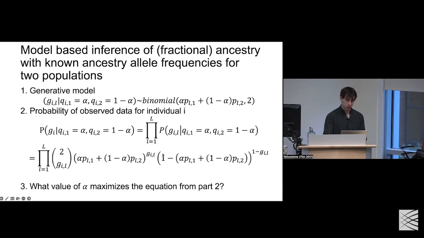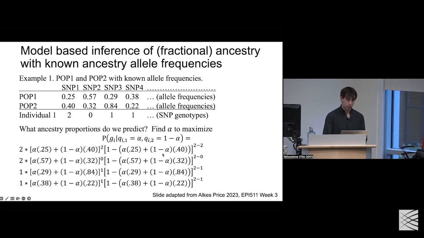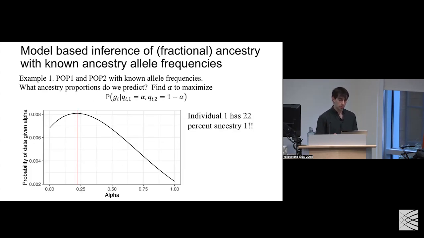And so here we have a worked out example. We can plug in our values for individual I's genotype and the different allele frequencies into that equation from before. And now we have an equation, and the only variable here is alpha. And so this is just going to be the probability of individual I's genotype at different admixture proportions. And we can just graph this out.